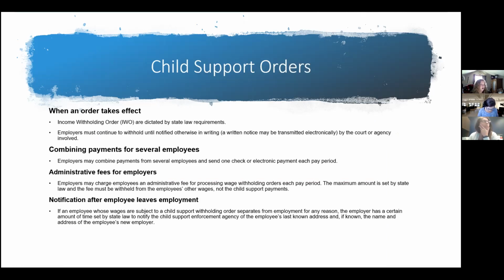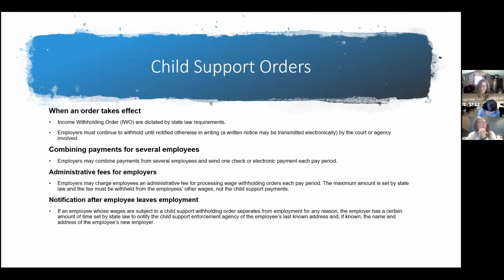All right. So when an order takes effect, that's dictated by state law. I know that Colorado recently changed their laws, but it is dictated by state law. So that's not going to be something that comes down from the feds. That's going to be individual per the state. Employers must continue to withhold until notified otherwise in writing by the court or agency involved. So they can't just stop taking the child support order because they want to, because the employee asked them to, any of that. Make sure that you're withholding until you are presented with a notification stating that you no longer need to withhold.